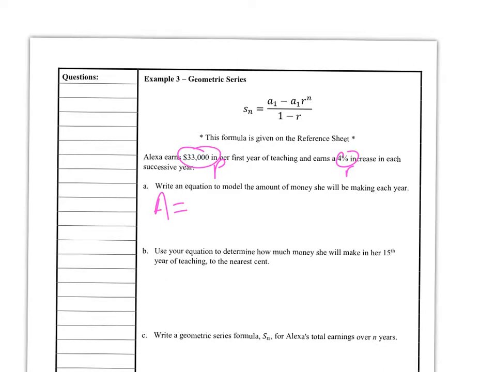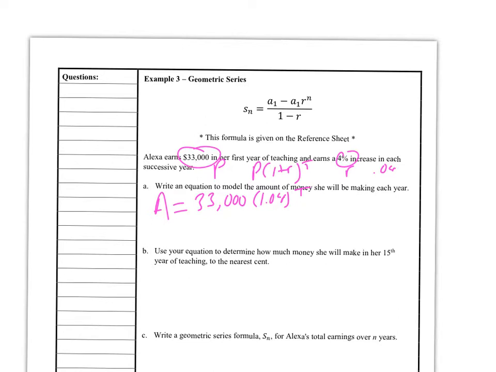That's going to be P times 1 plus R to the T. We're not compounding it at all, so in this case it's the 33,000 times 1 plus 0.04, so that would make 1.04 to the power T. That's how much she's making. We can plug in however many years she's been there, and then we'll know how much she is making.